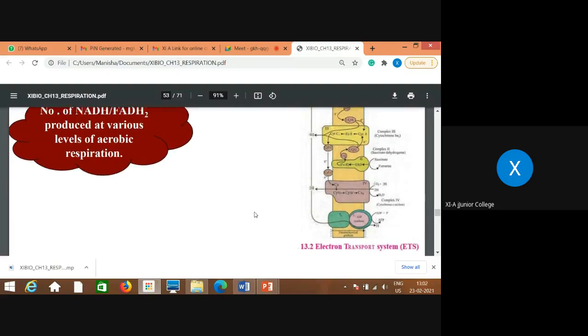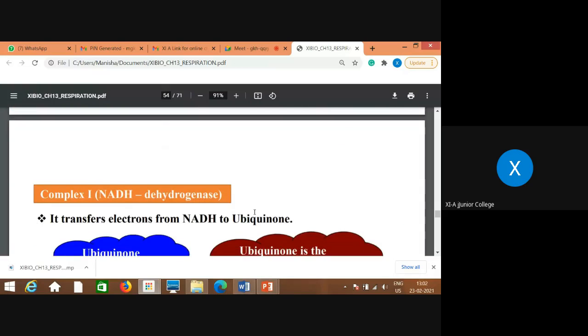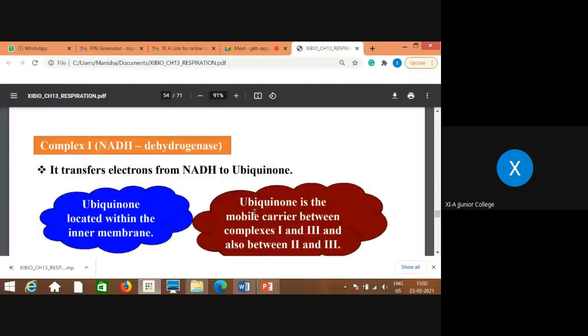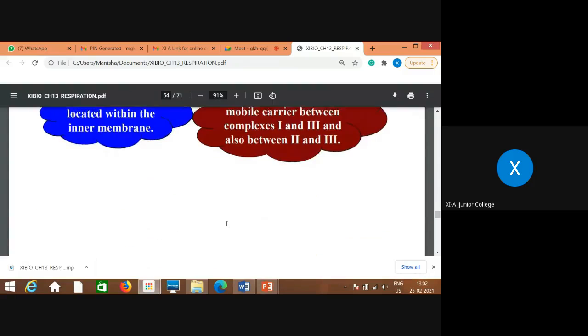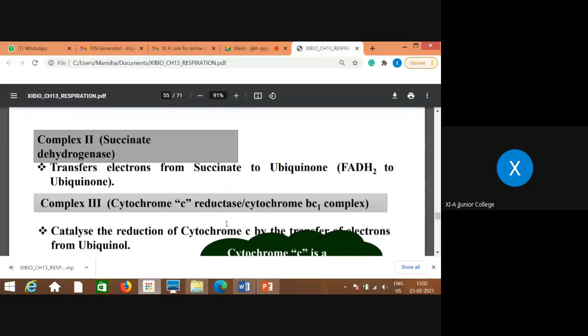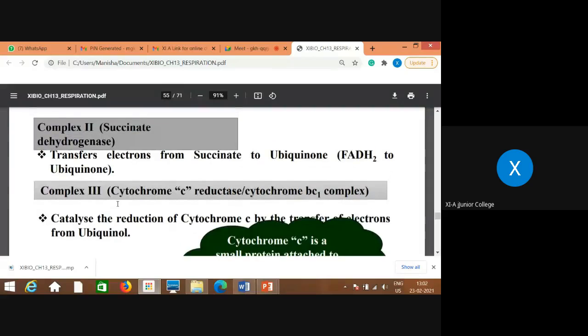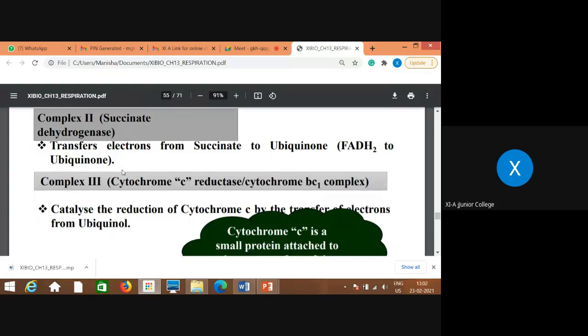So these are the various levels of aerobic respiration. When complex 1, that is the dehydrogenase enzyme, is working, electrons transfer from NADH to ubiquinone, and ubiquinone is located within the inner membrane. It is a mobile carrier between complex 1 and 3 and between 2 and 3. That means for NADH2 and also for FADH2, isn't it? So this is the second complex, the succinate dehydrogenase, where electrons are transferred from succinate to ubiquinone, that is FADH2 to ubiquinone. That's why I said this is the second complex.